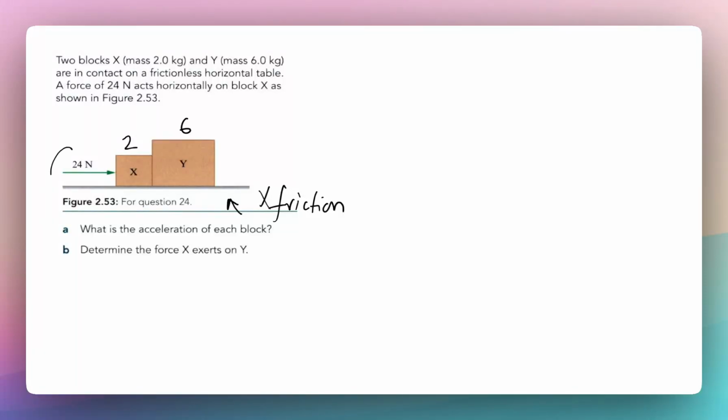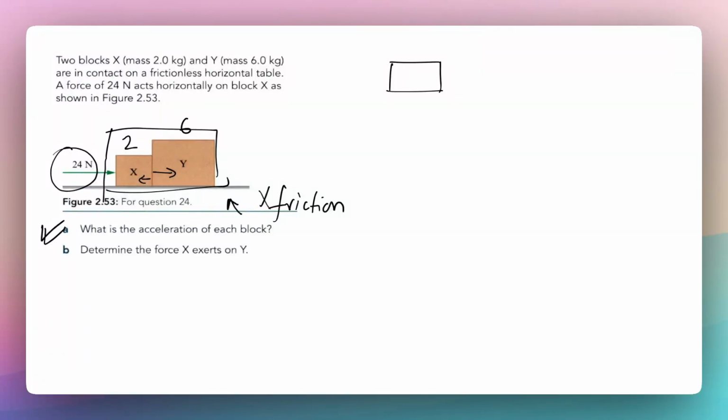Now, a force of 24 Newton is applied on the block. We have to find the acceleration of each block. Because X is going to push the Y, it is likely that both of them will move together. So one way we can solve directly is to assume this as a system. If we assume this as a system, the internal forces which are going to act here and here could be ignored, and we can find the acceleration very simply.